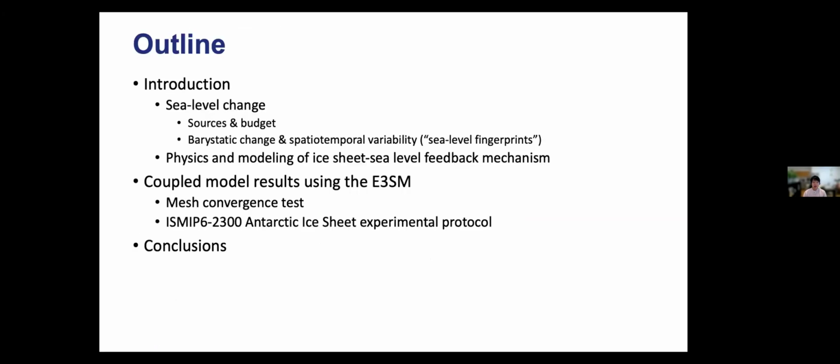So quickly, the outline of the talk will be just a little bit about introduction of sea level change and its sources and budget, and I'll focus on barystatic changes and spatial and temporal variabilities of sea level change. And then I'll go into physics and modeling of these interactions between ice sheet, sea level, and the solid Earth. And I'll show primarily my results based on using the E3SM, applying the coupled ice sheet sea level model under the ISMIP6 2300 Antarctic Ice Sheet Experimental Protocol, which has been recently finished and submitted to a journal, and go into conclusions.